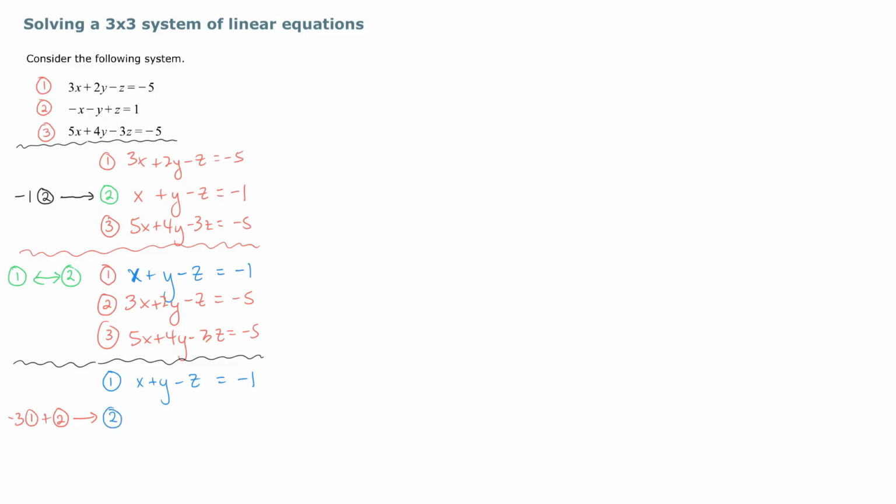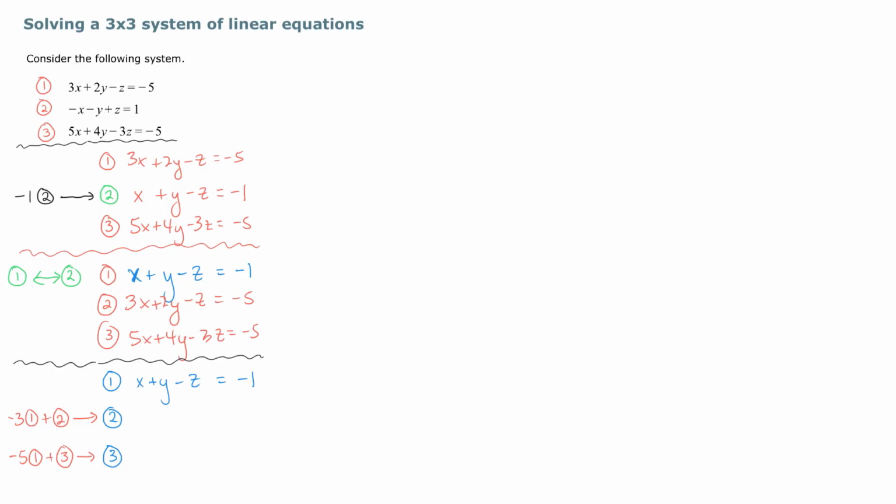I'm also going to do a negative 5 times equation 1 plus equation 3 and store that as a new equation 3. And you're probably wondering, what am I really doing? I'm actually temporarily eliminating x from the system, at least for the second 2 equations.